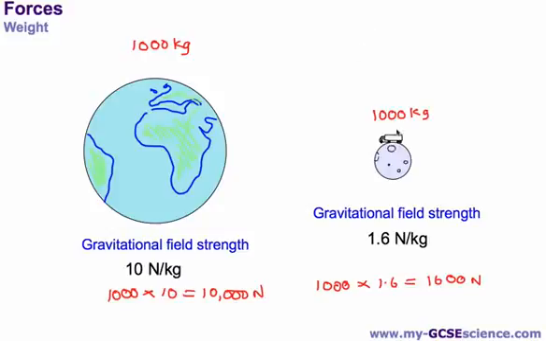What would happen if you put this truck into deep space, very, very deep space, where there was no gravity, therefore no gravitational field strength? Well, we still have the mass of 1,000 kg, but if we had zero gravitational field strength, its weight would actually be zero. And that's why we say that in space objects are weightless.